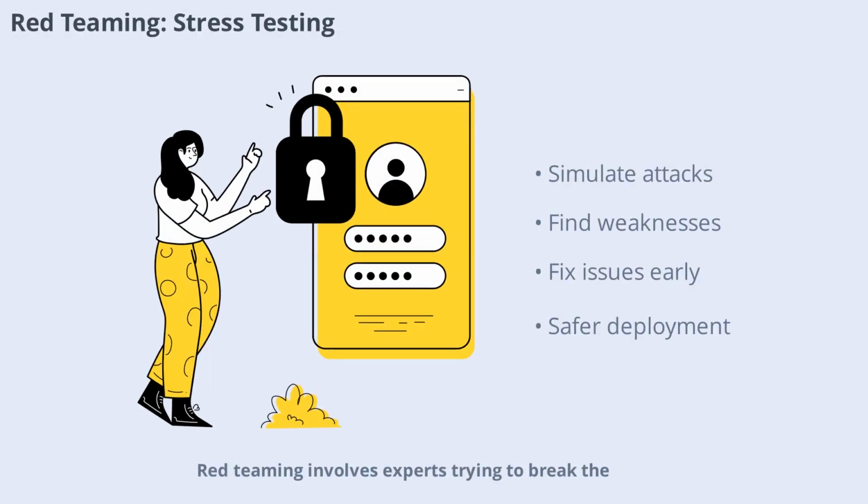Red teaming involves experts trying to break the AI by simulating attacks and probing for weaknesses. This stress testing uncovers vulnerabilities that might not be obvious during normal use. By identifying and fixing these issues early, organizations can deploy safer and more robust AI systems.